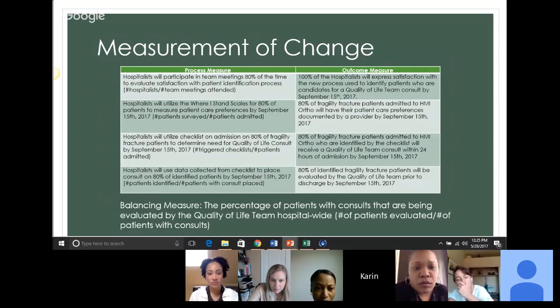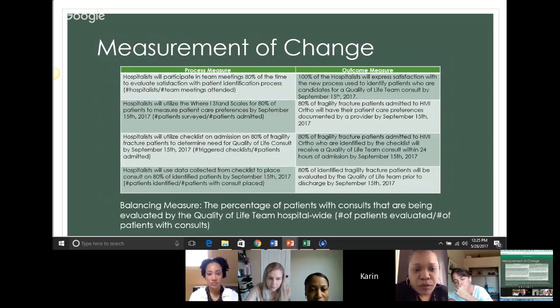We'll utilize the checklist that I'm implementing on 80% of admissions, and they will use that checklist to identify patients and order consults within 24 hours of the admission. We'll use the data collected to place the consults, and then the quality of life team will be able to evaluate them prior to them discharging.